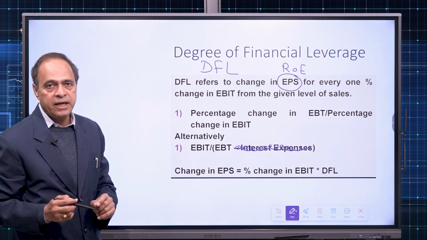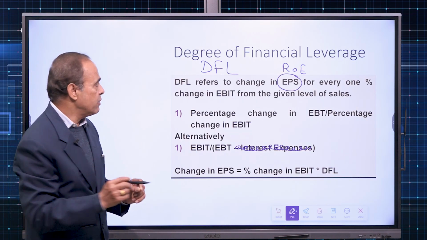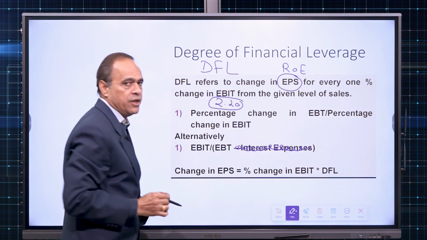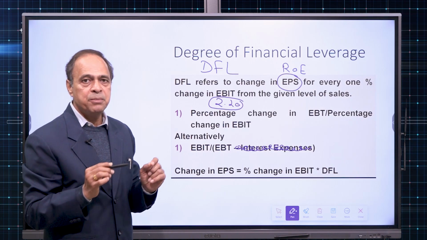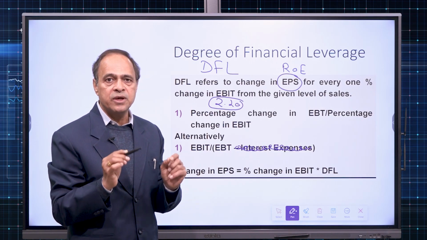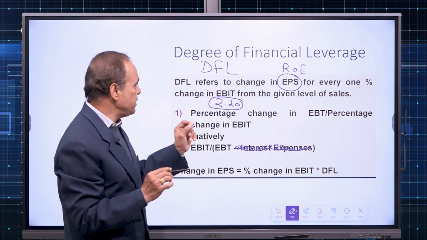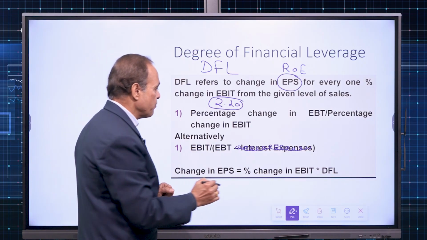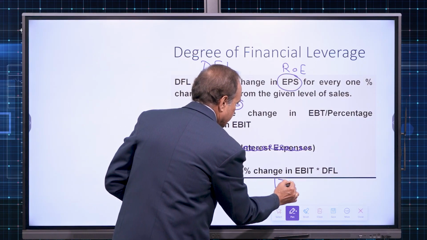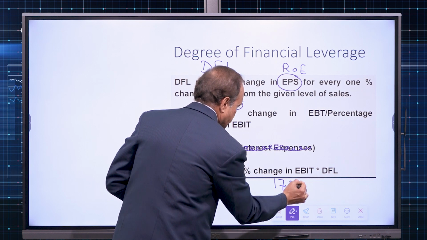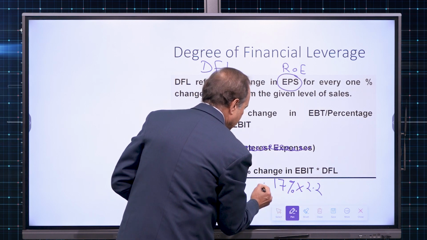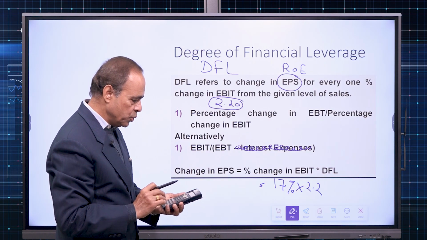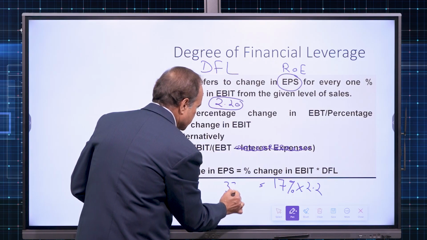For example, at a given level of EBIT, our DFL is 2.20. It means from that level, for every 1% change in EBIT, EPS will change by 2.2%. So suppose from that level, change in EBIT is 17% positive. Then by how much percent will my EPS change? 17 multiplied by 2.2, we get 37.4%.